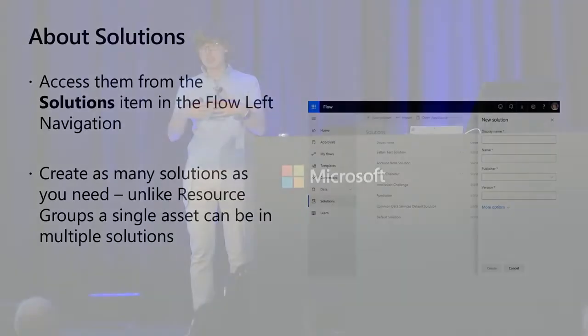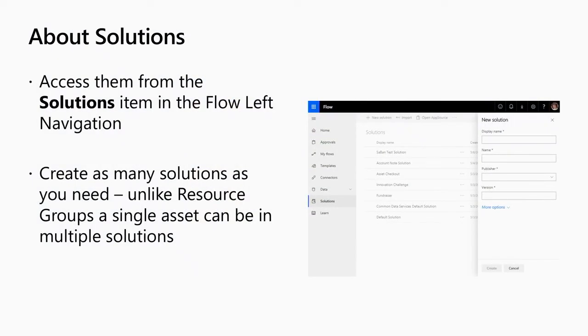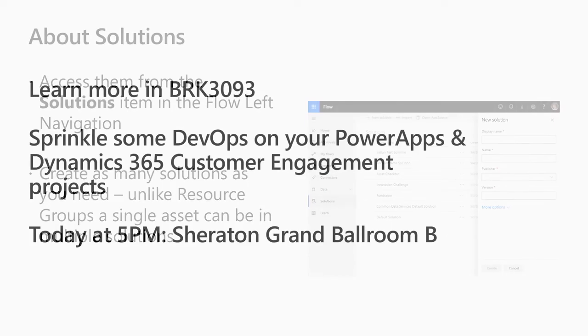These solutions, you can access them from right inside of the Flow portal. And unlike resource groups in Azure, a single asset could actually be in multiple solutions. Depending on your deployment topology, you may want maybe an intermediate test environment that has some subset of assets that you then move to your production environment. So it's a very flexible system.